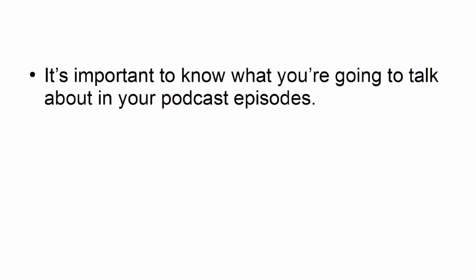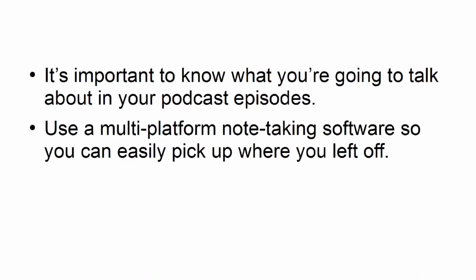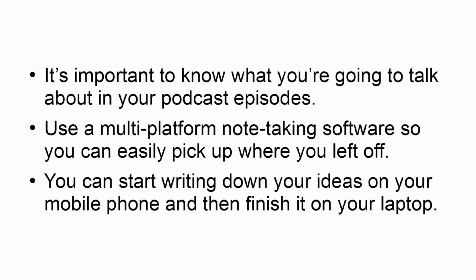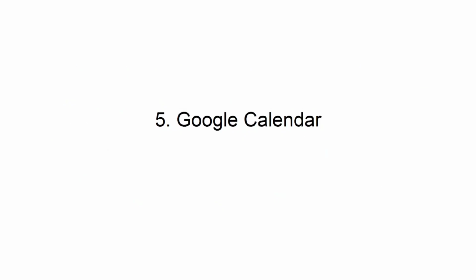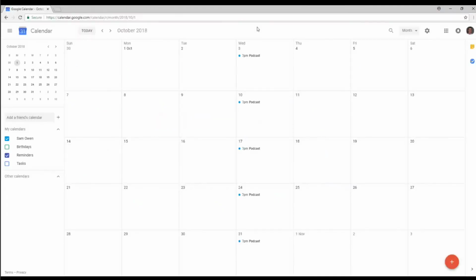Number 4, multi-platform note-taking software. It's important to know what you're going to talk about in your podcast episodes. Use a multi-platform note-taking software so you can easily pick up where you left off. You can start writing down your ideas on your mobile phone and then finish it up on your laptop. Number 5, Google Calendar. Google Calendar is a great tool for scheduling your podcast episodes. You can add different calendars to your account, and you can label each one with a different color.